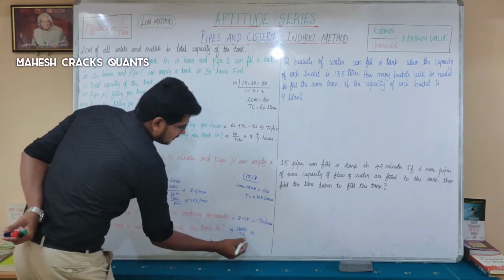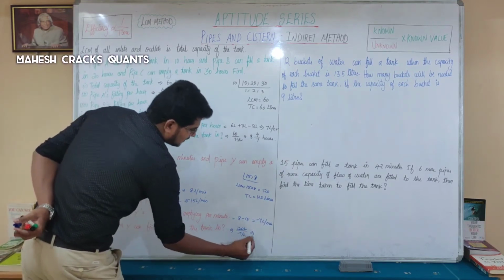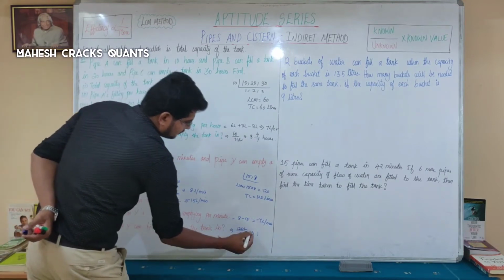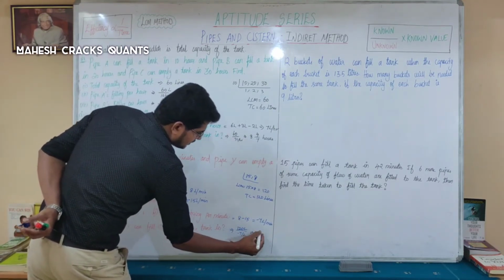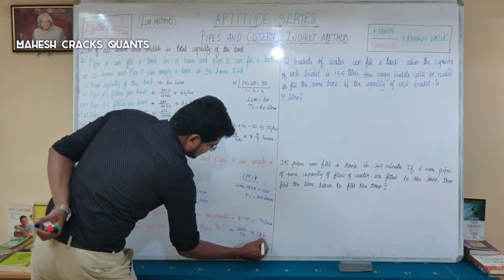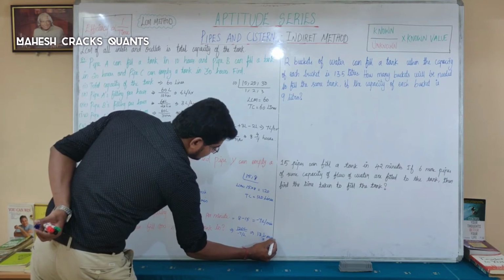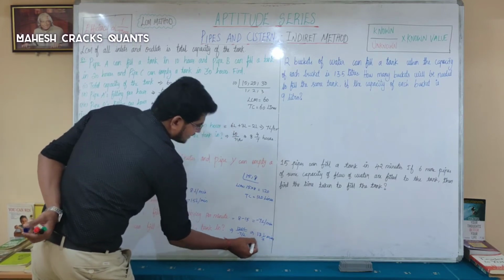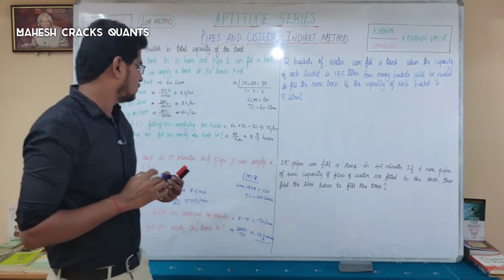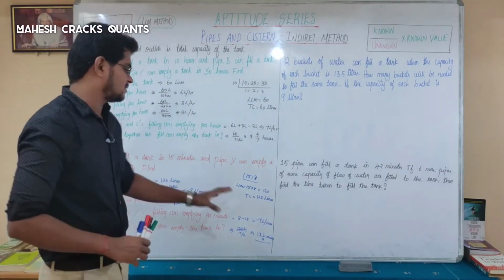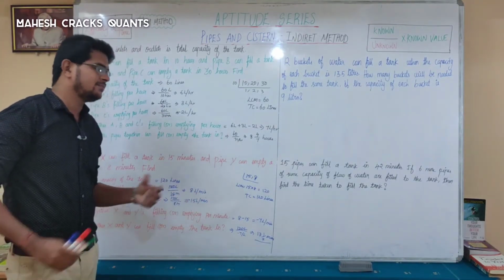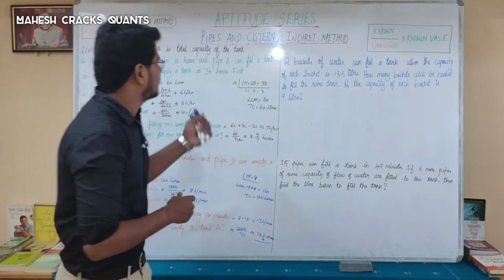120 divided by 7. How many times does 7 go into 12? 1 time. Remaining 5, 50 divided by 7, 7 times, and then remaining 1 by 7 minutes. So it will take 17 1 by 7 minutes to remove the full tank. This pipe can only remove, it cannot fill, because filling is 8 liters and emptying is 15 liters. Okay, next question.